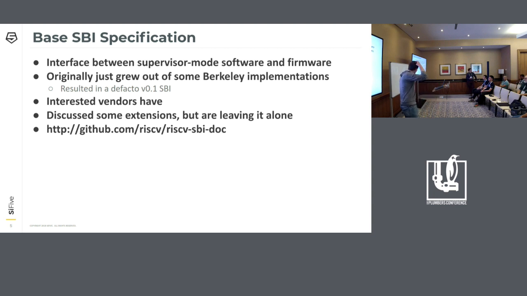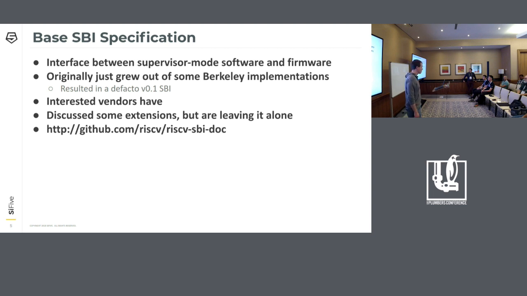The SBI stuff. So SBI is the supervisor binary interface. It's the interface between the supervisor software, which is like Linux, and whatever resident firmware you have running. So you can make calls out of the supervisor to do things like send IPIs, which aren't part of the ISA spec. This was originally not a fully thought out thing. We just threw something together when we were at Berkeley so we could get the systems up and running. It was largely there to cover the stuff that wasn't in the ISA, like IPIs and TLB shootdowns and that sort of stuff.